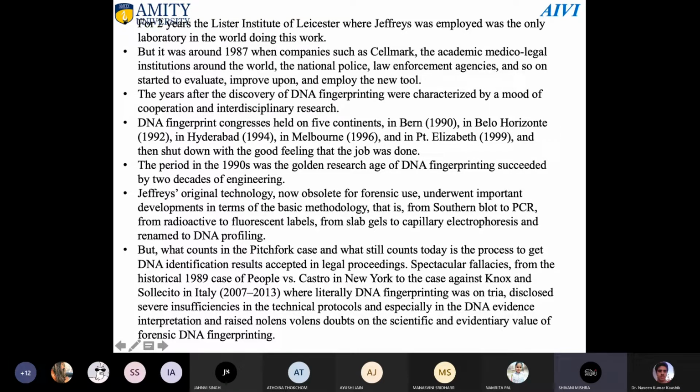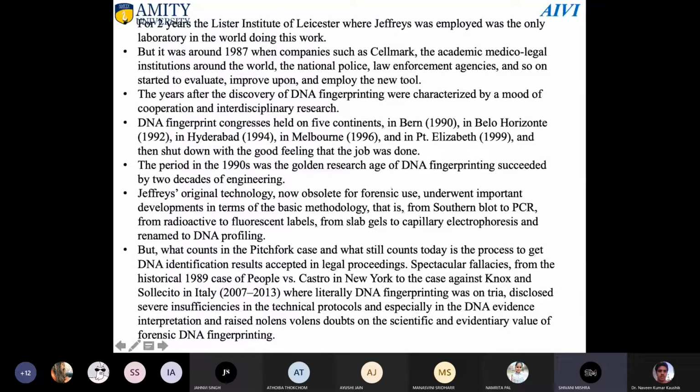Jeffrey's original technology is now obsolete for forensic use because the technique was based on only one gene and has undergone important development in terms of basic methodology, from the Southern blot to PCR. Jeffrey's technique was based on restriction nucleases or probes and Southern blotting, because at that time PCR was not there. That is a bit time consuming.